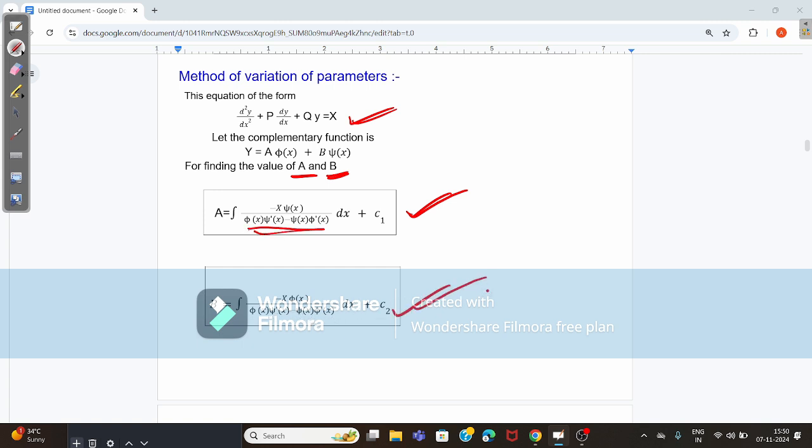Here you have this value and this value is the same. You just have to change this value only. Okay, it is not hard. You can remember this because the same values are there, but you have to change only psi x and phi x.